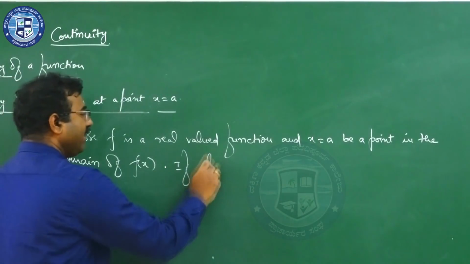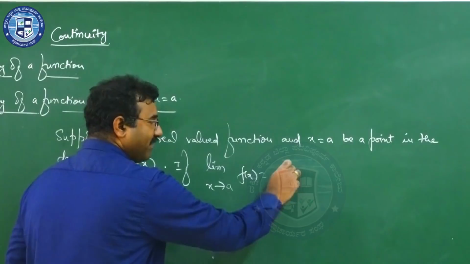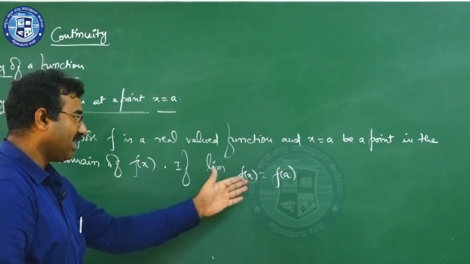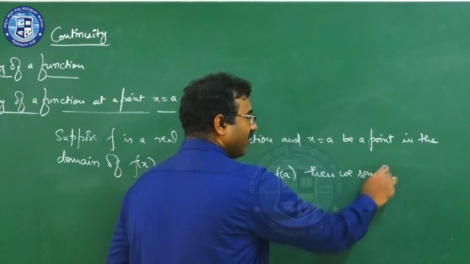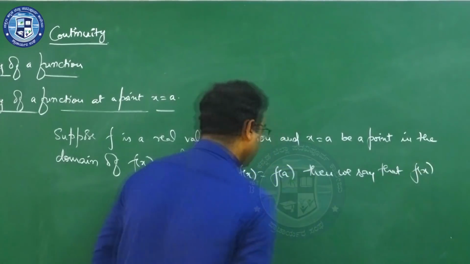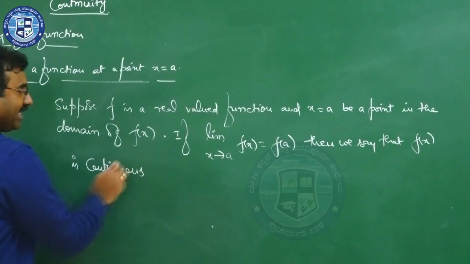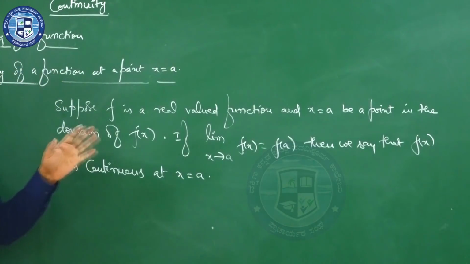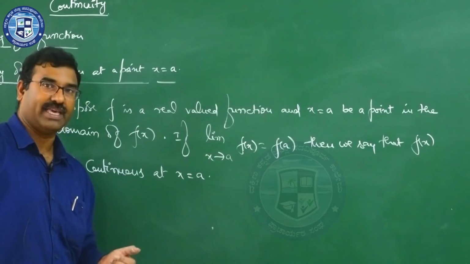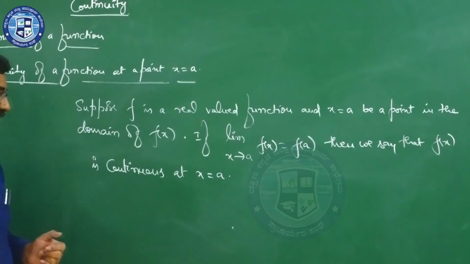If limit x tends to a, f(x) is equal to f(a) happens, then we say that f(x) is continuous at x equal to a. Okay, f is a real valued function and x equal to a be a point in the domain of f(x), and if limit x tends to a, f(x) is equal to f(a), then we say that f(x) is continuous at x equal to a whenever this happens.